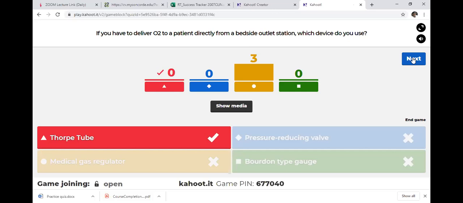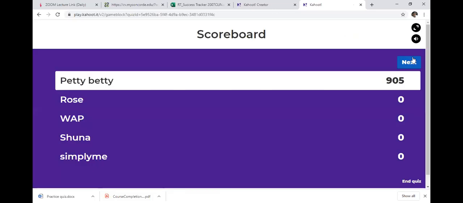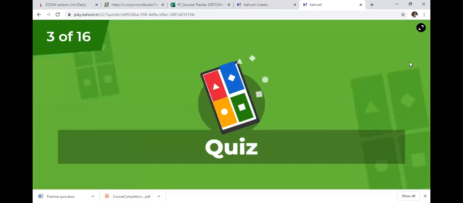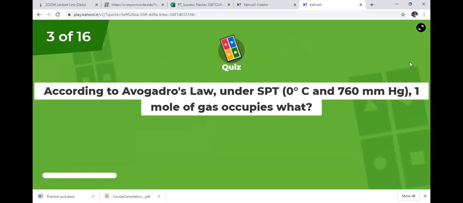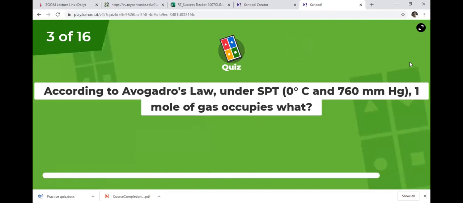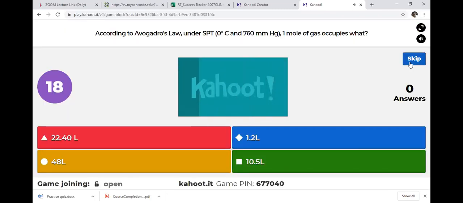All right, here we go. All right, staying the same because nobody got it right. Here we go. According to Avogadro's law, under standard pressure and temperature, 1 mole of gas occupies how much space?